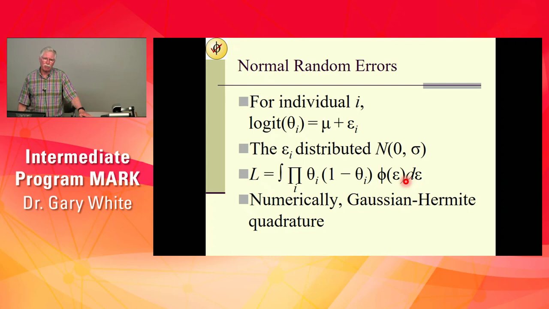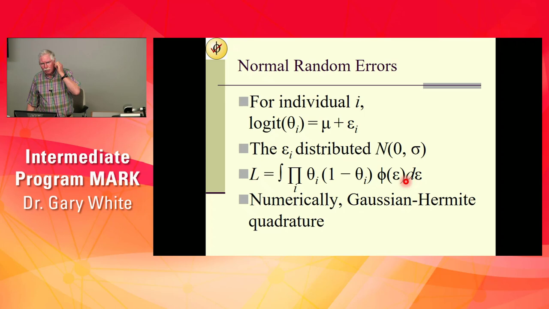And you don't want to go into that. Again, this is something Mark does for you. You just need to understand the idea that we're integrating out that effect. So we end up with an average p out of the distribution, and we end up with an estimator that does a pretty good job of handling the individual heterogeneity.